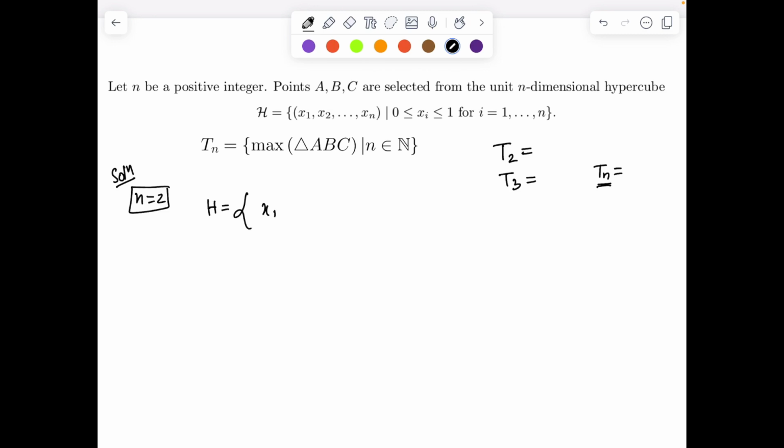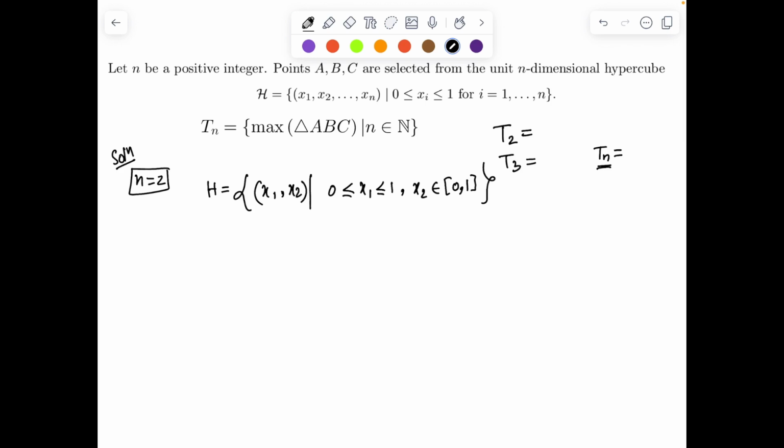And that's really cool, because for n equal to 2, our given hypercube will be 2-dimensional and it will become a square, because x1 and x2 have to be from 0 to 1. Right, so let's draw this hypercube in 2D. It represents all the points on or inside the boundary, and now we need to select any 3 points, let's say A, B, C, and we have to maximize the area of this triangle.